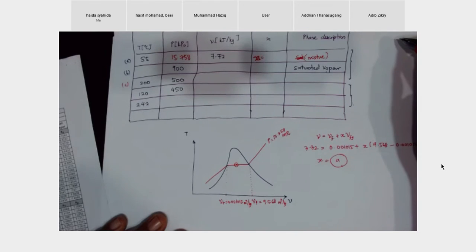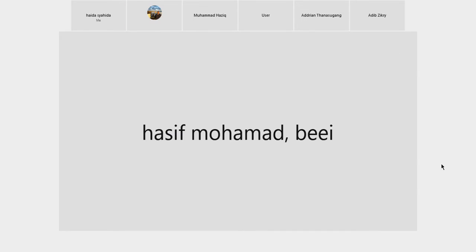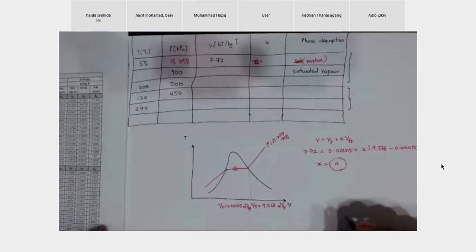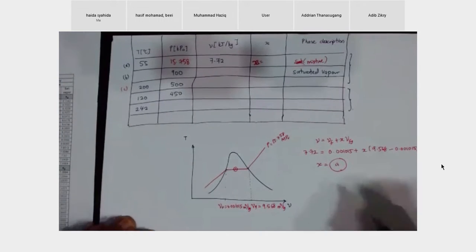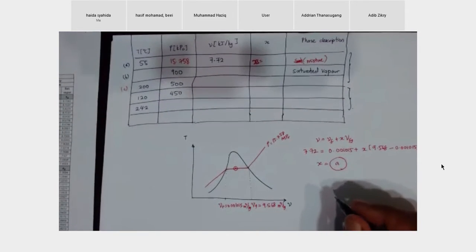0.9. Okay. So again, tadi ada yang tanya pasal TV diagram kan? So draw another TV diagram. So nak belajar temu ni.